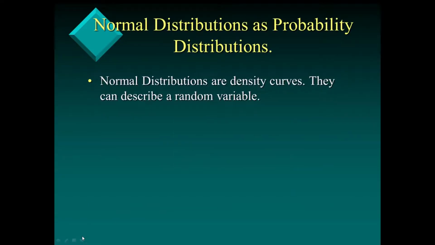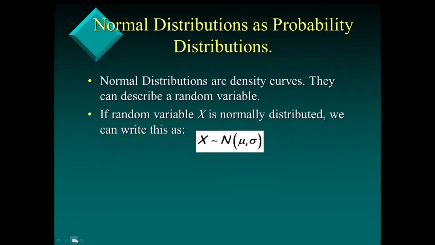All right, so normal distributions as probability distributions. Those are density curves, so why not? They can describe a random variable, and so we're going to modify our designation for a normal curve. Before, we described it with the capital N for normal, and it was described by two numbers, the center, mean mu, and the spread, standard deviation sigma. Now we're going to give it a random variable designation with a capital letter at the end of the alphabet. So X is approximately normal with parameters mu and sigma.